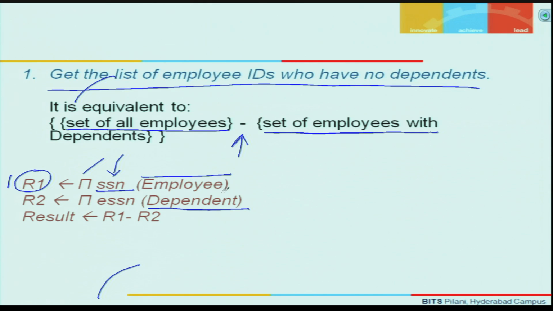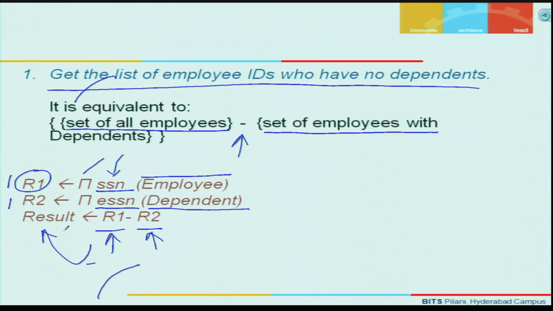Similarly, go to the dependent table, project on ESSN, and store it in R2. You will have only one column. Now SSN and ESSN, though the names of the columns are different, the domain is the same. That is why the R1 and R2 relations, which are temporary relations, are union compatible. Now I can perform R1 minus R2. What is there in R1? The list of all employee IDs. What is there in R2? The list of all employee IDs who have at least one dependent. So this will give me the set of employee IDs who have no dependents.